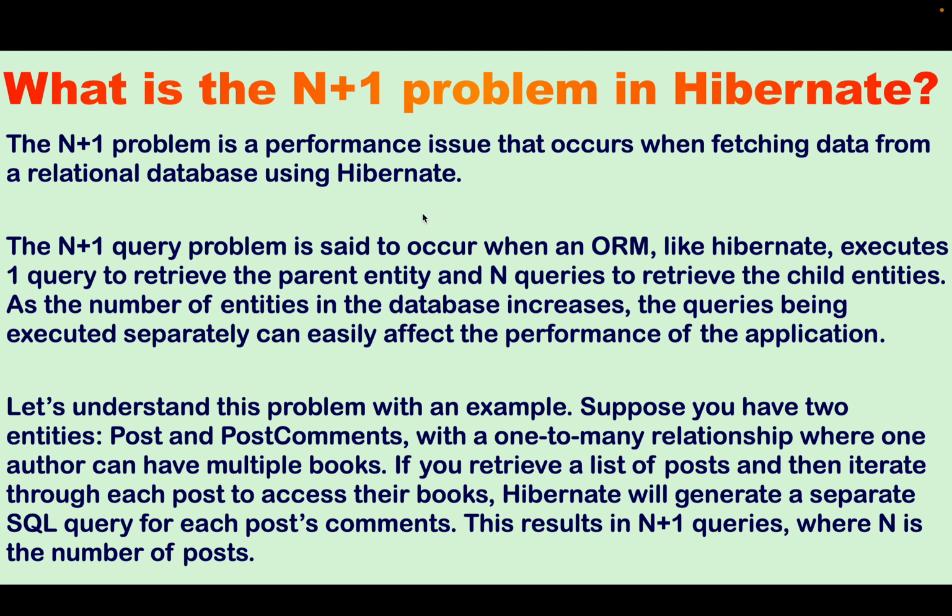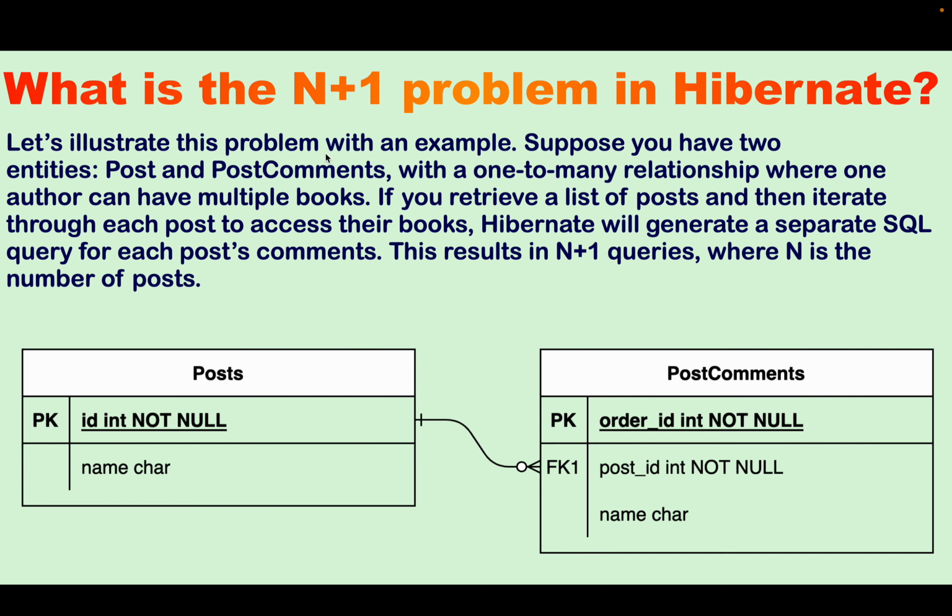Let me show with an example why I'm saying this is a performance issue and why we call it an N+1 problem. If I have n records in post, the number of queries executed to fetch all the records will be n plus one queries. I'll show this with an example. Don't get confused. I'm going to show this in IntelliJ.